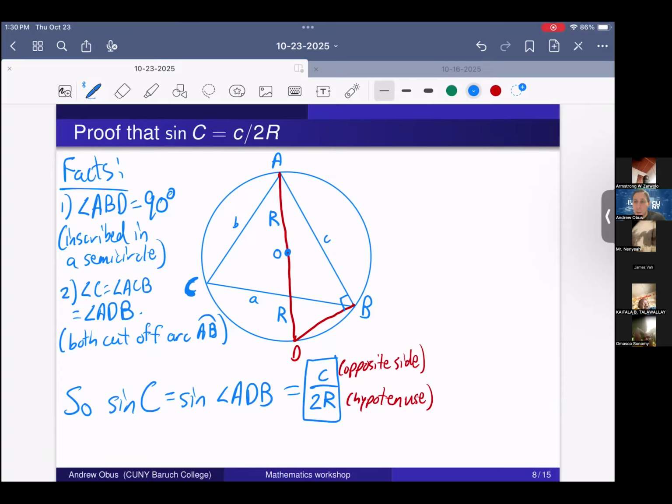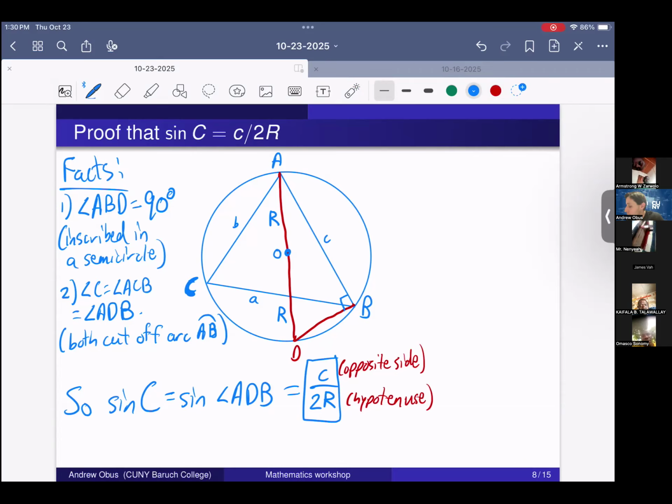Okay, and so this finishes the proof. This finishes the second step of the proof. We needed to show that the area of a triangle is 1/2 AB sine C. And secondly, you needed to show that sine of C was equal to C over 2R. So this second proof, which is a little clever, shows that that's true.